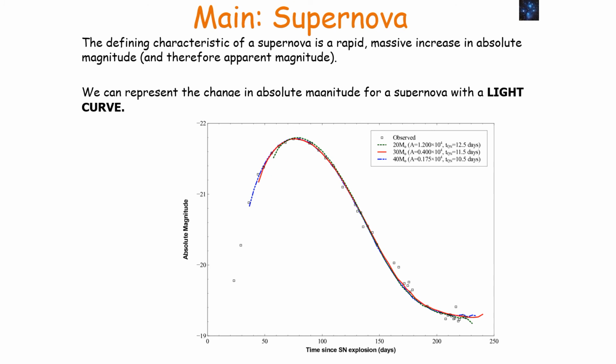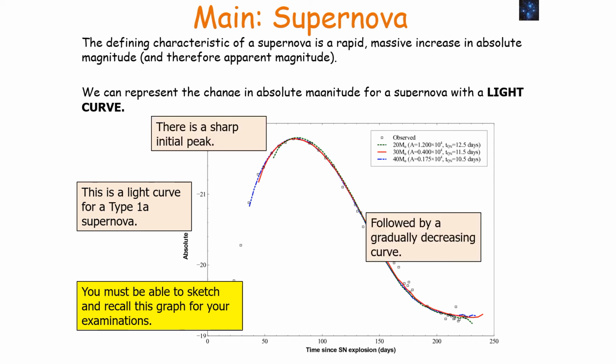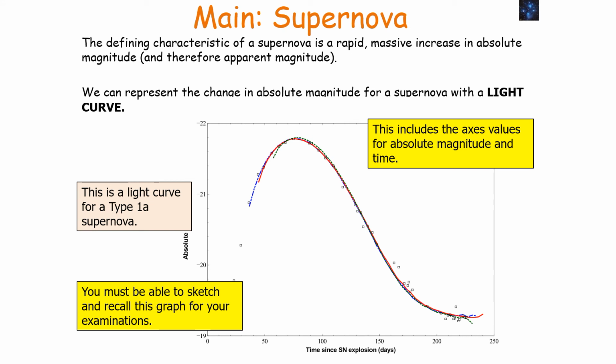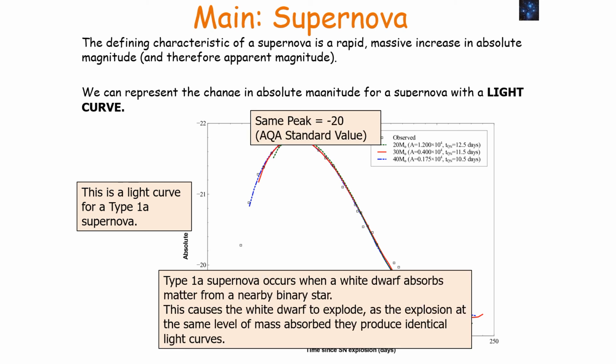So the defining characteristic of a supernova is that it's a rapid massive increase in absolute and apparent magnitude, and we can represent this change in absolute magnitude with a light curve. So this is a light curve for a type 1a supernova, which you've got to be able to recall. There's a sharp initial peak followed by a gradually decreasing curve. Now you've got to be aware of the different axes values for absolute magnitude and time. Now you'll notice that the peak is at -20, so you've got to note that all type 1a supernovae follow the same curve, so therefore can be used as a standard candle.